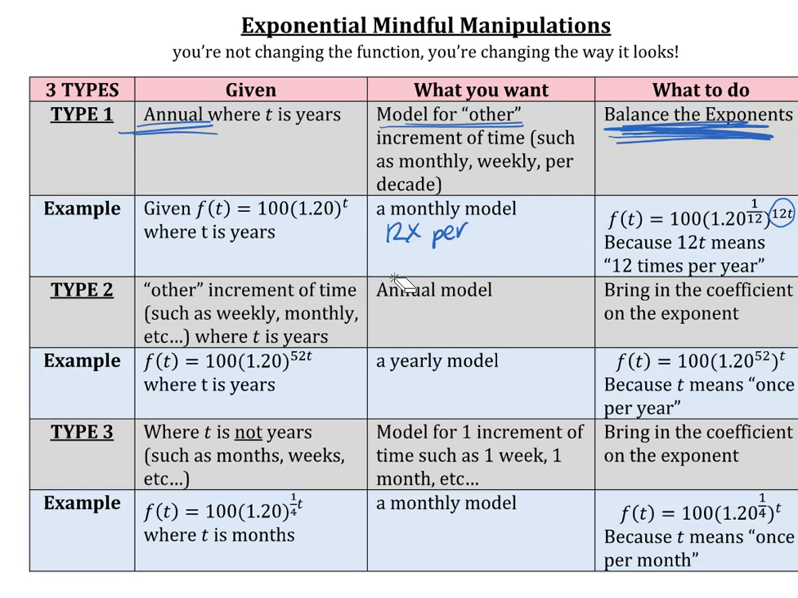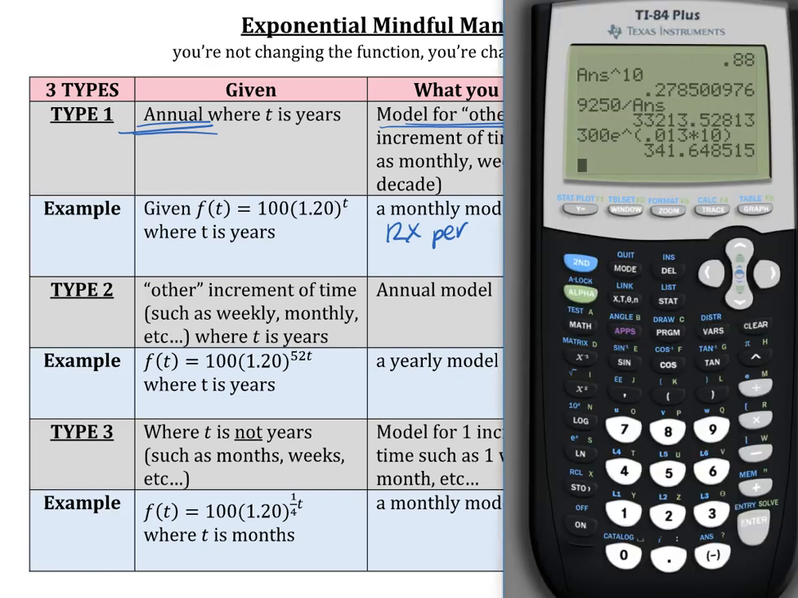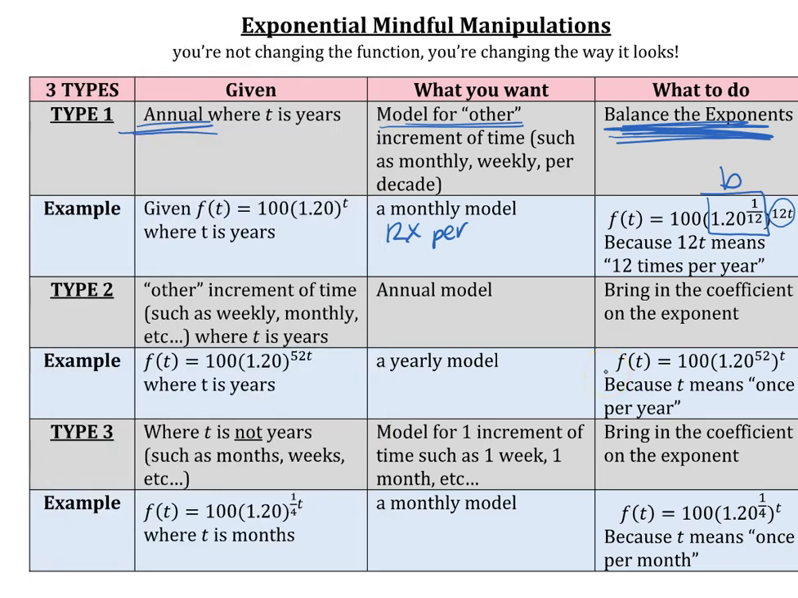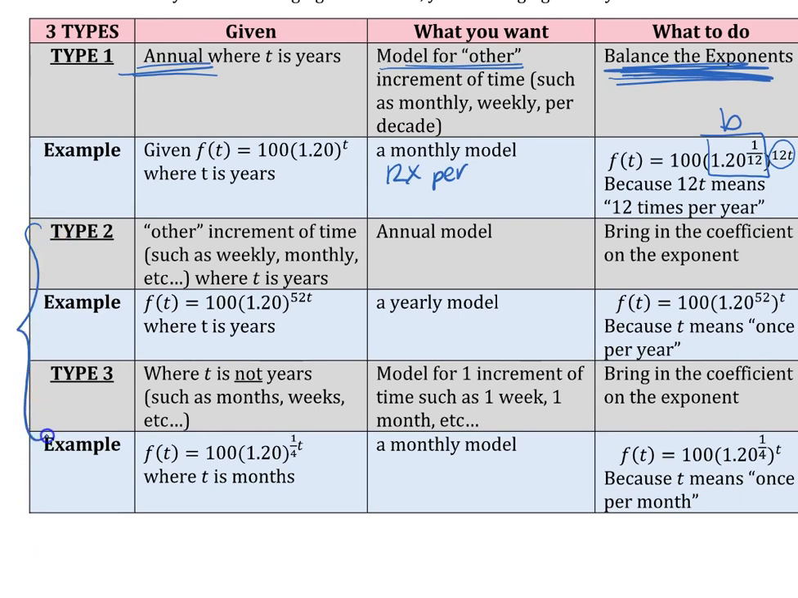Okay, and so if you wanted to figure out what percent you're growing by per month in this case, you plug this into your calculator, that's your B value. Okay, so this is telling me I'm growing by about 1.5% per month. Okay. The second two examples are pretty similar.